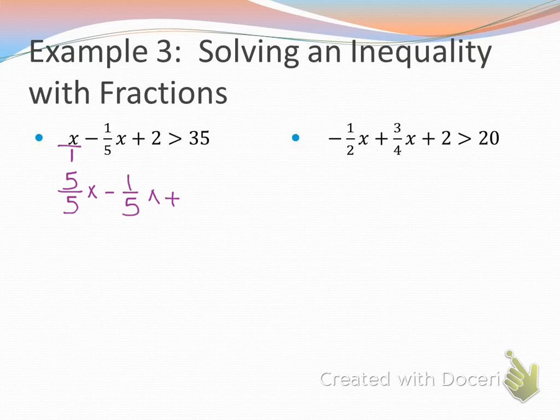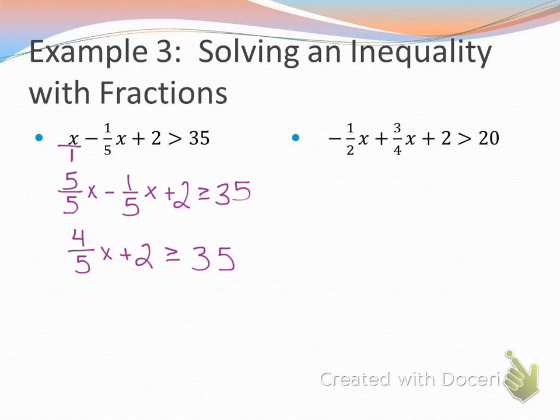So now what I've done is I've created a common denominator, and now I can combine my variables. So what's 5 minus 1? 4. All right, so it's going to be 4/5 x plus 2 is greater than or equal to 35. And now what do I do next? Subtract 2 from both sides. 4/5 x is greater than or equal to 33.